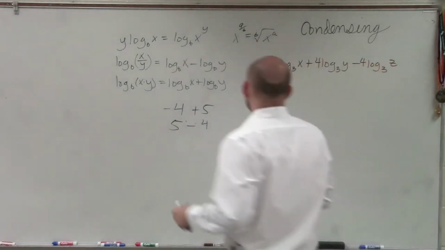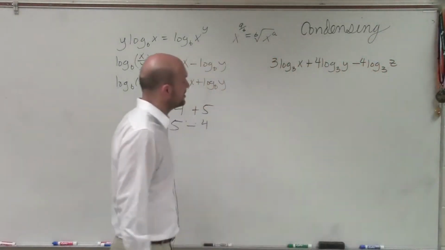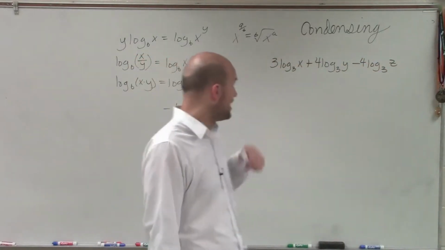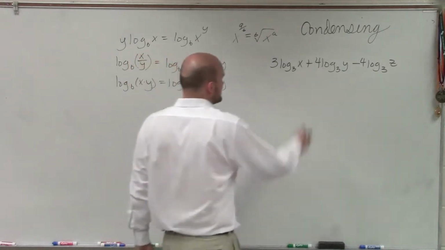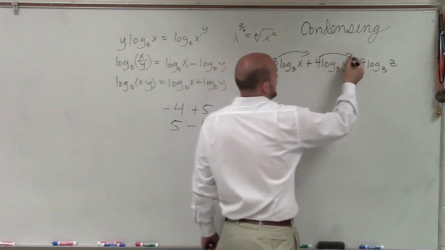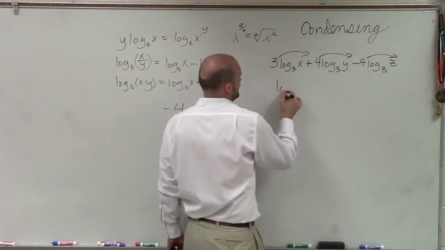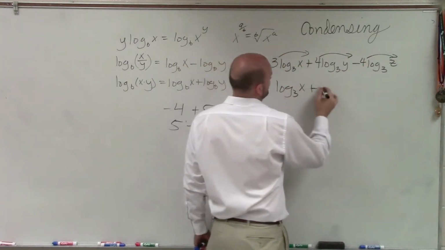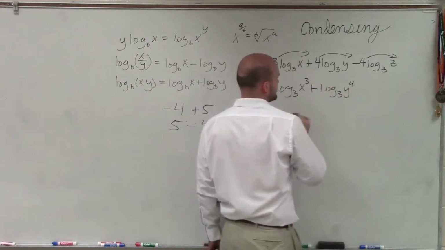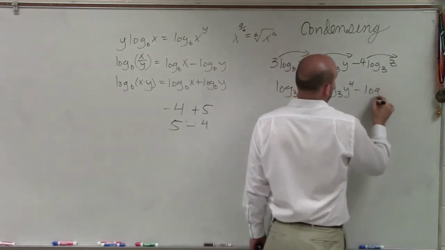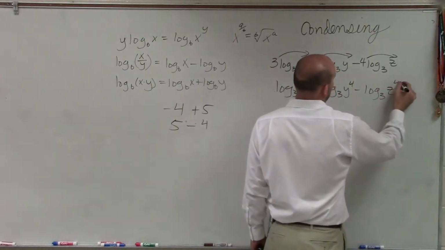OK, welcome. So what I have here is 3 log base 3 of x plus 4 log base 3 of y minus 4 log base 3 of z. Now, in a problem like this, the first thing we always want to do is, again, bring up our exponents. And we have a couple of them, right? So we have log base 3 of x cubed plus log base 3 of y to the 4th, minus log base 3 of z to the 4th power.